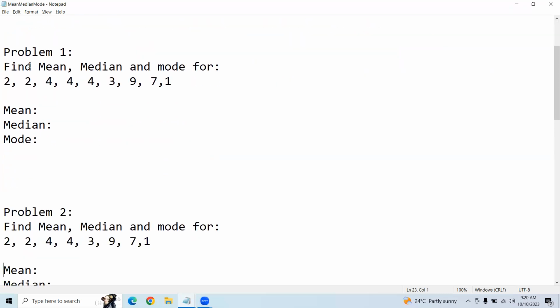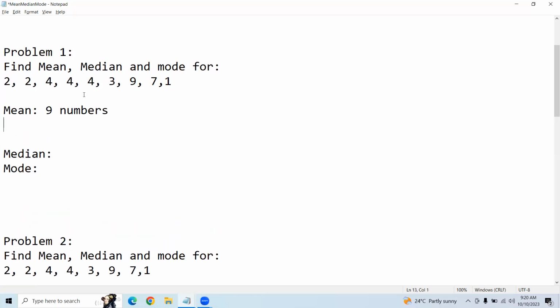Let's look at problem 1. 2, 2, 4, 4, 4, 3, 9, 7, 1. Counting them, 1, 2, 3, 4, 5, 6, 7, 8, 9, we have a total of 9 numbers. Now we are going to add them because we are finding the average, the mean. Mean stands for average, so you calculate your normal average.